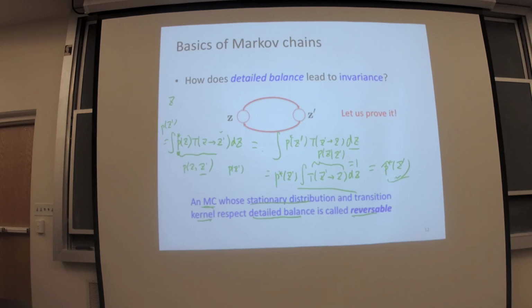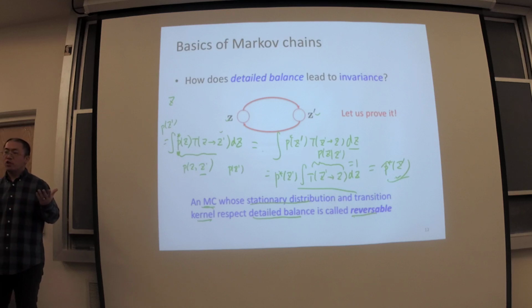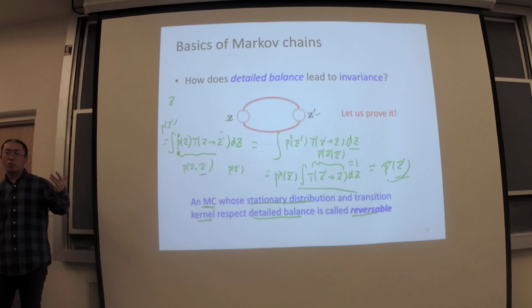Why? Because detailed balance just says, okay, I start from Z and jump to Z prime with the same probability that I start from Z prime and jump back to Z, right? This is why it's called reversible. Reversibility is just a sufficient condition to show the invariance, right? But if some chain satisfies invariance, it does not necessarily mean it's reversible.